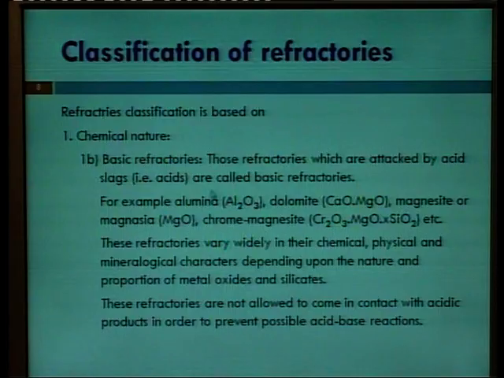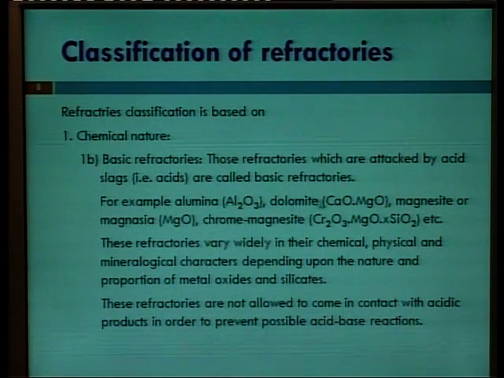For example, look at alumina. Alumina is also called corundum; carborundum is different, corundum it is. So, alumina, and dolomite, that is calcium carbonate and magnesium carbonate, which when subjected to calcination gives calcium oxide and magnesium oxide, and that mixture is called dolomite. Magnesite or magnesia, magnesium oxide, and chrome-magnesite, which is chromium oxide and magnesium oxide with a silicate composition. So, these are the examples.